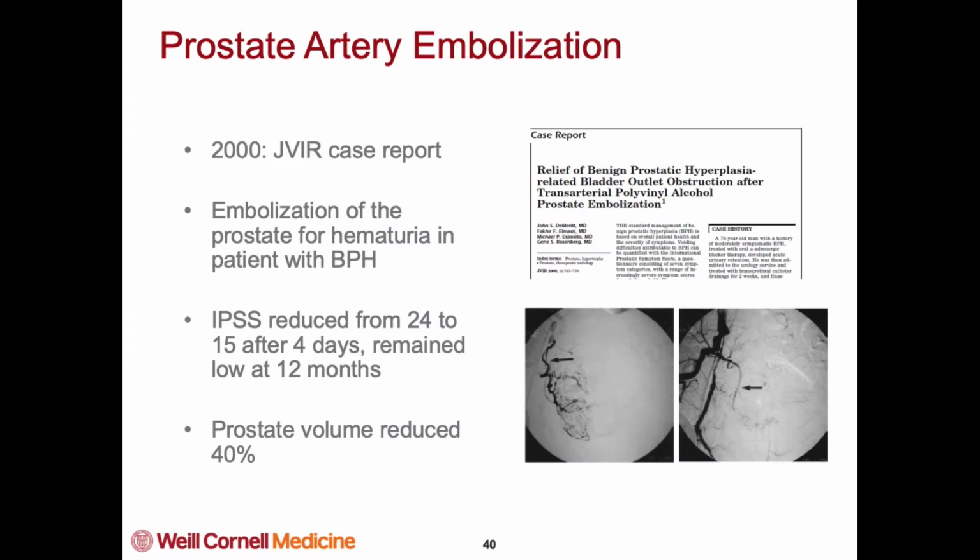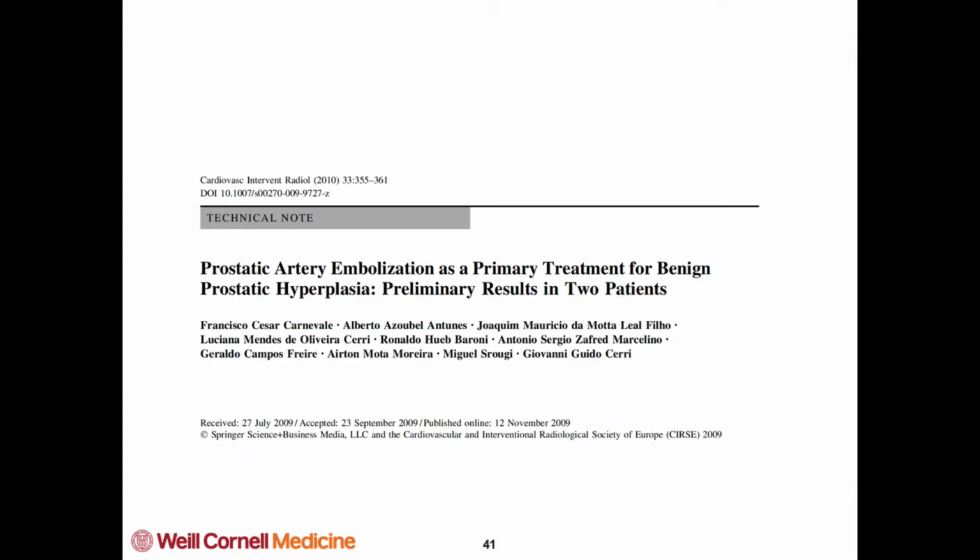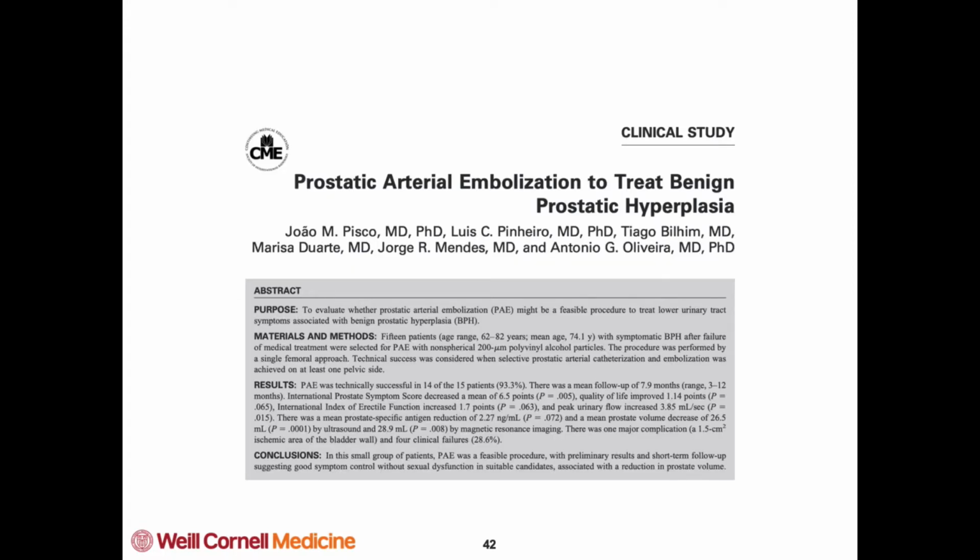So what is prostate artery embolization? Well, it was first reported by Dr. DeMeritt, who reported on 2 cases of refractory hematuria where they did prostate artery embolization with PVA particles, and the hematuria stopped, but they also noted that their IPSS symptoms improved as well. And that was 2000. Then about 8 years later, the 2 pioneers in PAE were Carnevale, who reported on 2 patients where they did prostate artery embolization specifically for patients with LUTS, as well as Pisco, who reported on 15 patients with PAE for LUTS, and they showed good improvement in symptoms with that.